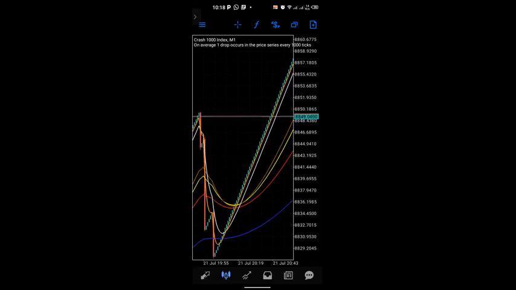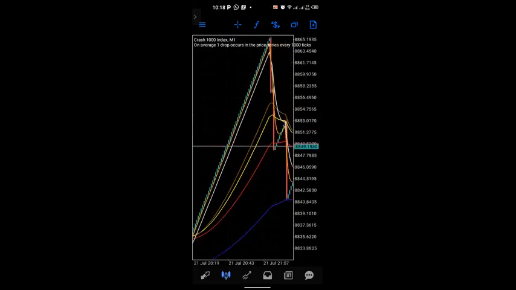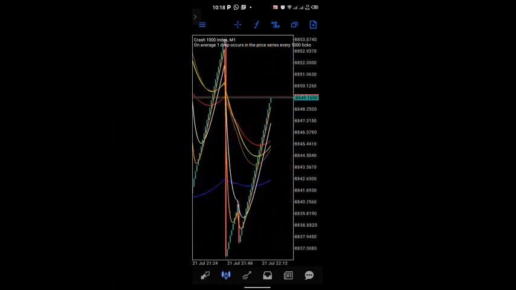Now, how do you get your entry? You get your entry right at this level. And then they are riding with it for a very long time. Oh my goodness. So apart from price action, if you know how to use your indicators very well, you're going to make a lot of money, right?